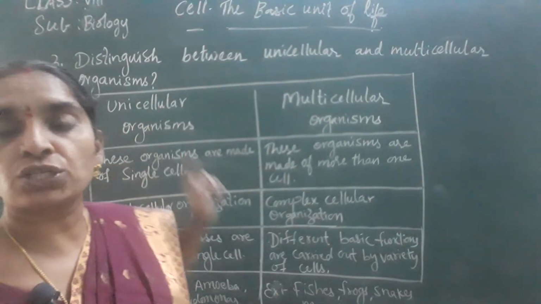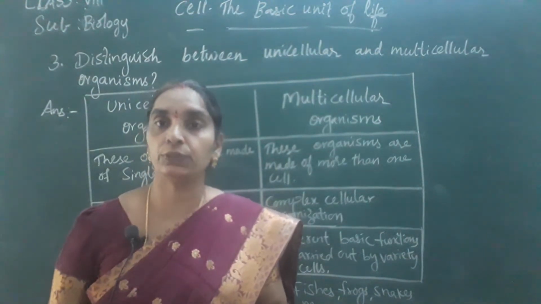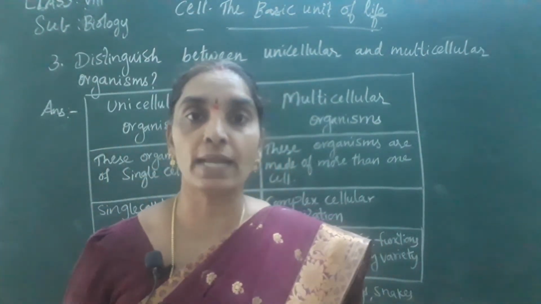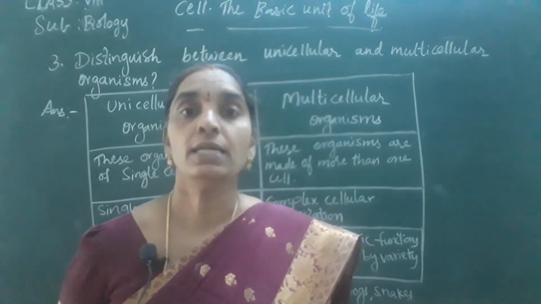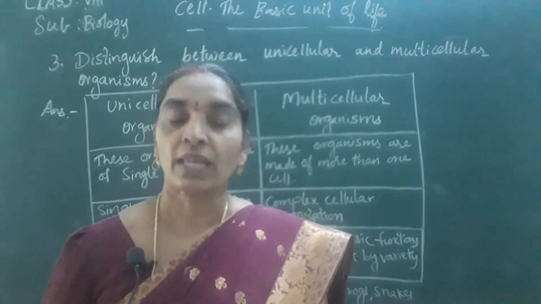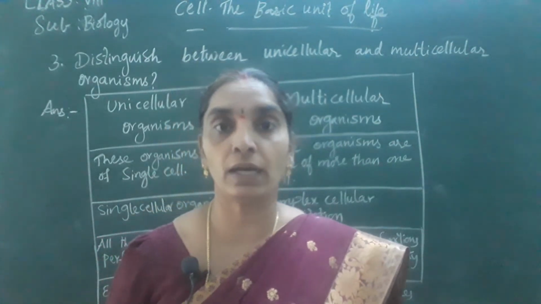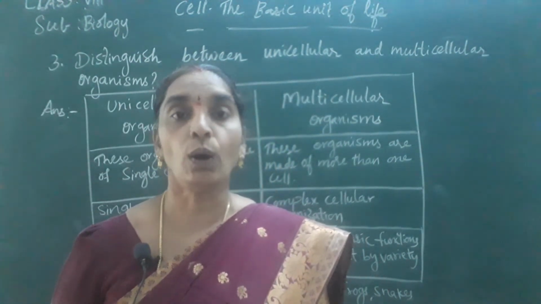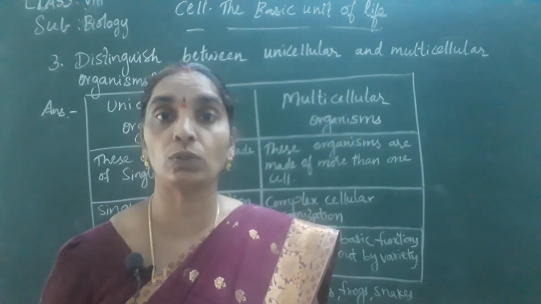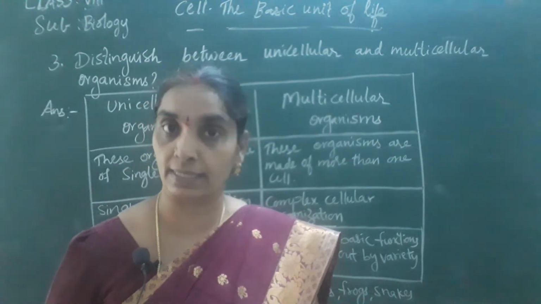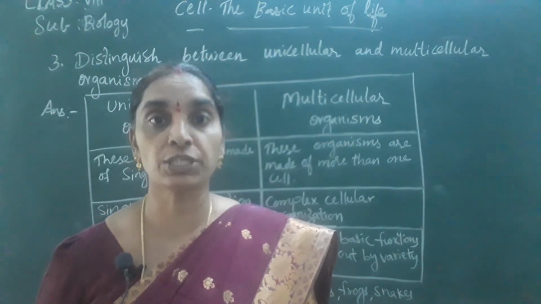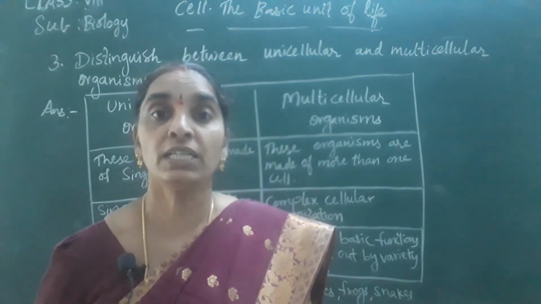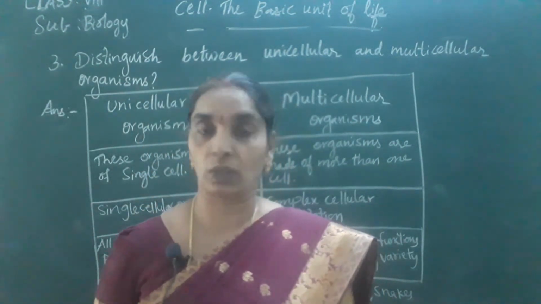In this third question, distinguish between unicellular and multicellular organisms. Unicellular organisms, as you know very well, are made up of a single cell, and multicellular organisms are made of numerous cells, that is, more than one cell. All the life processes in unicellular organisms are performed by a single cell, whereas the different basic functions are performed by different cells in multicellular organisms.